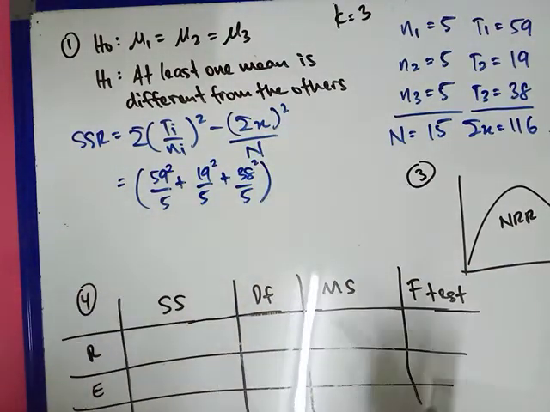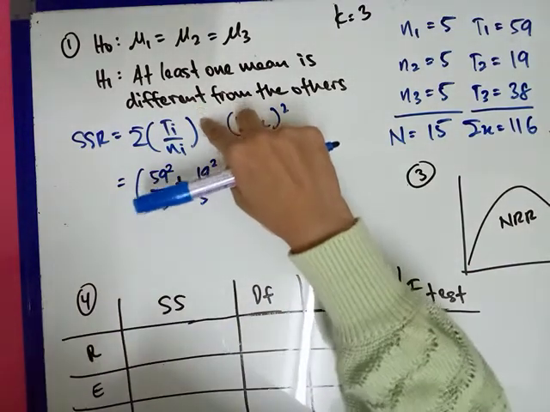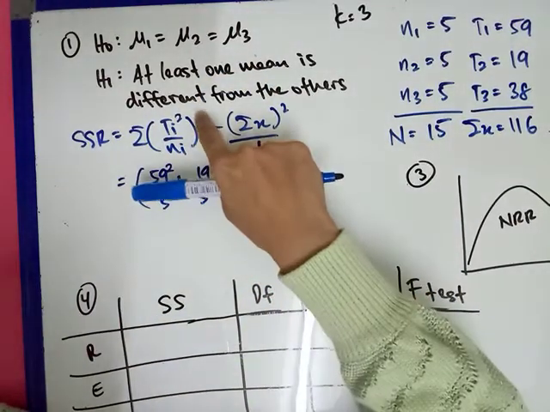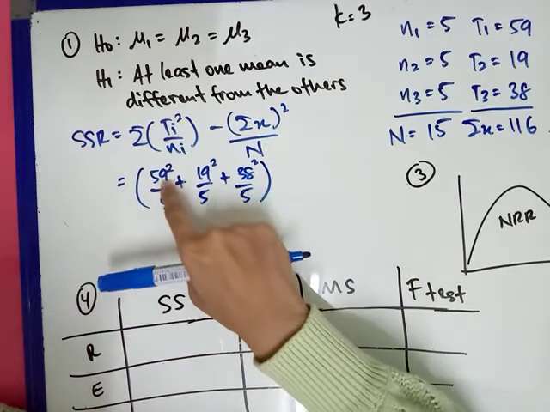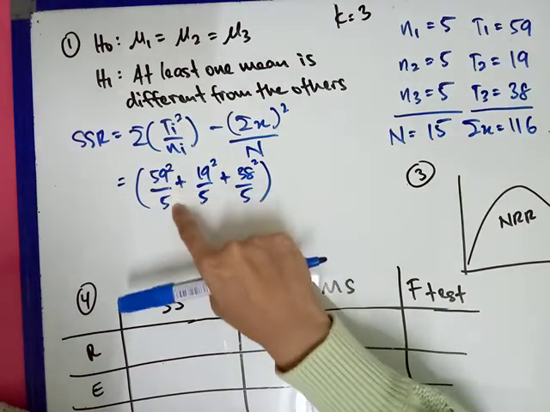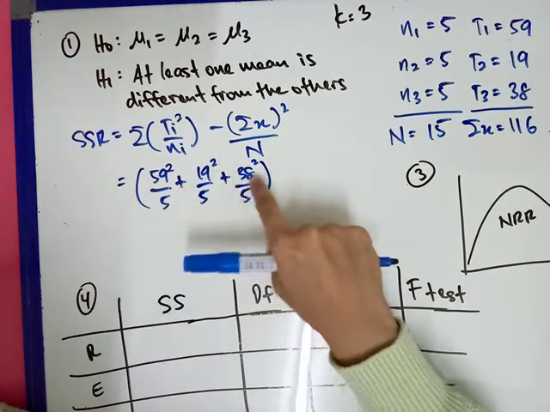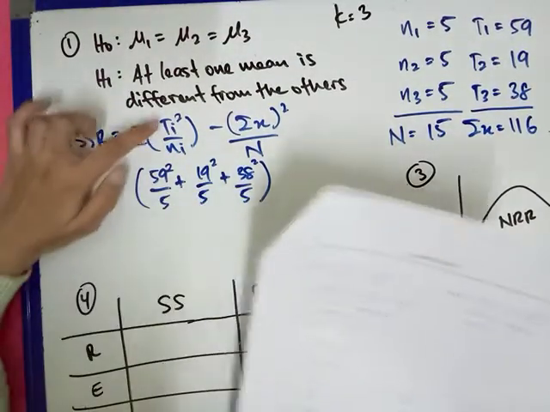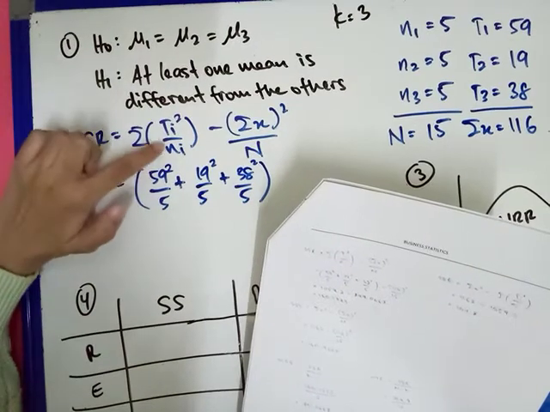Okay, for each sample, oh, saya silap tulis formula ni. T square. Okay, square ni, power 2 ni dekat T. So 59 square over 5 plus 90 square over 5 plus 38 square over 5. Okay, refer pada notes tu. T square, divide N.